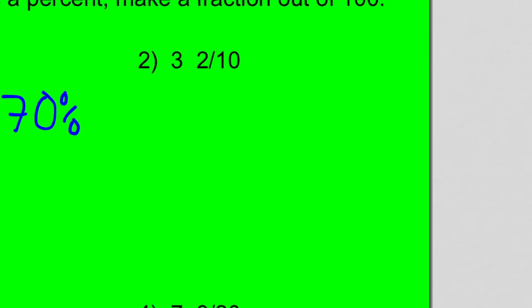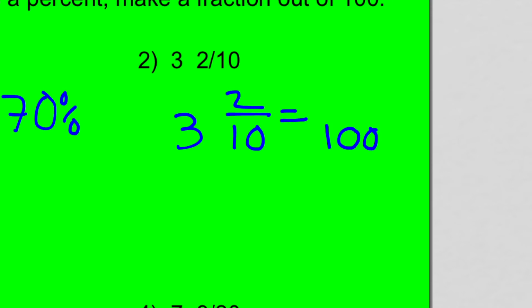Question 2. Ooh, look at this, mixed number. 3 and 2 over 10. Well, we'll worry about the 3 in a moment, but let's get the 2 over 10 into a percent. The 2 over 10 we can make out of 100 by timesing by 10 and times by 10. And that's 20 out of 100, and that's 20%.